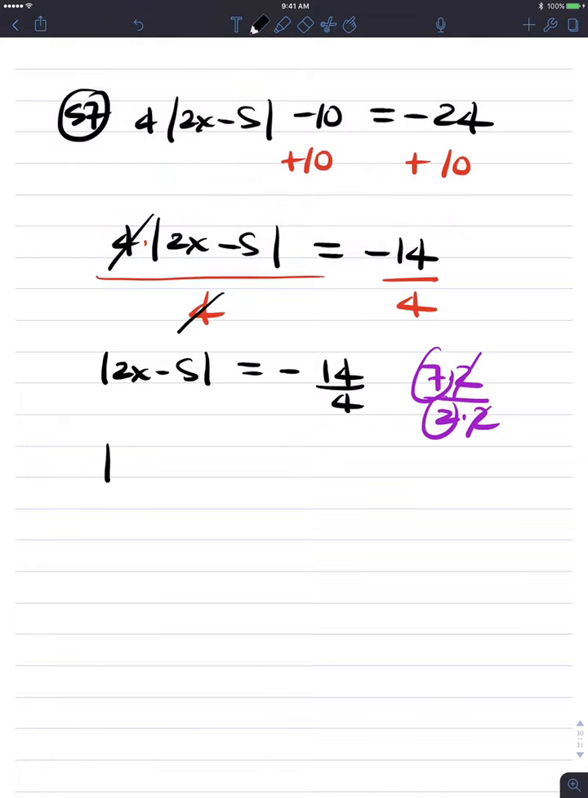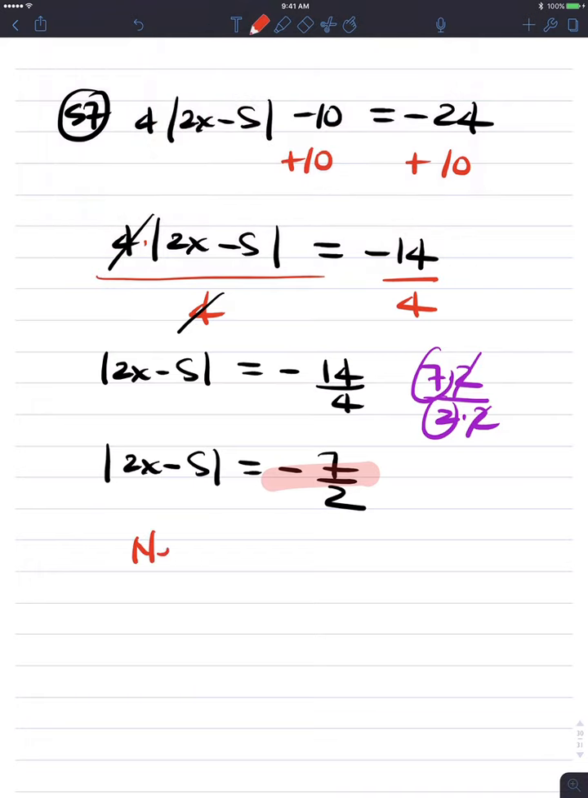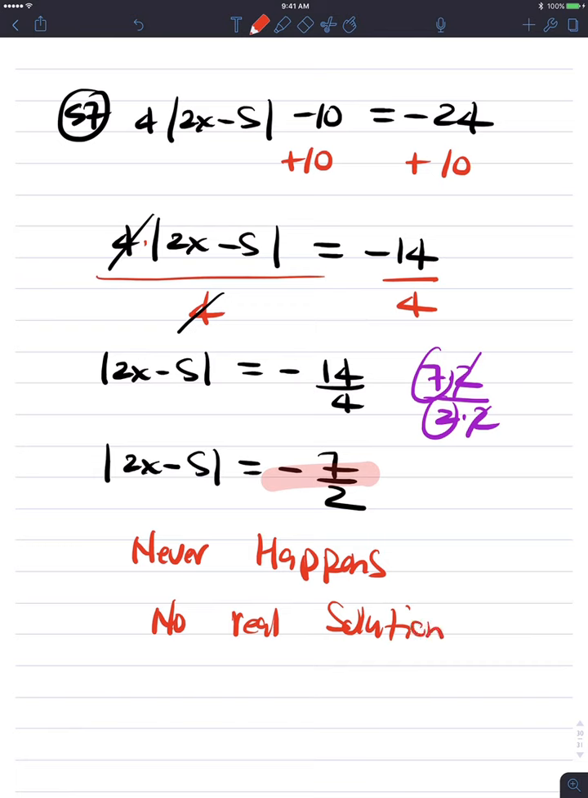The absolute value of 2x minus 5 is actually negative 7/2. Now let's pay attention to this detail. The absolute value is never negative. This never happens. There's no real solution. We simply say the solution set is empty.